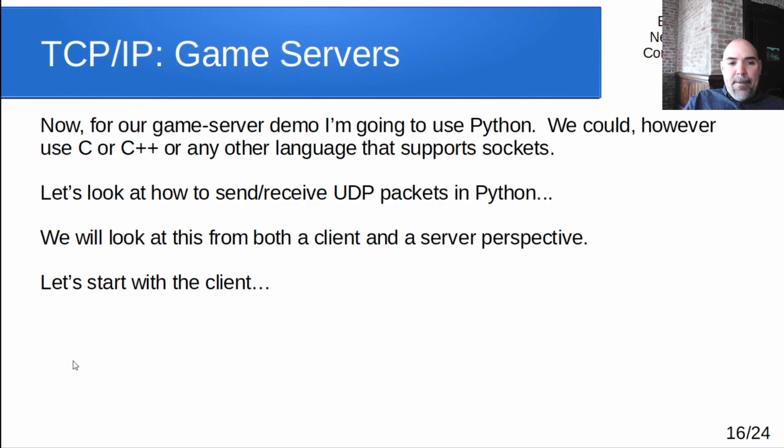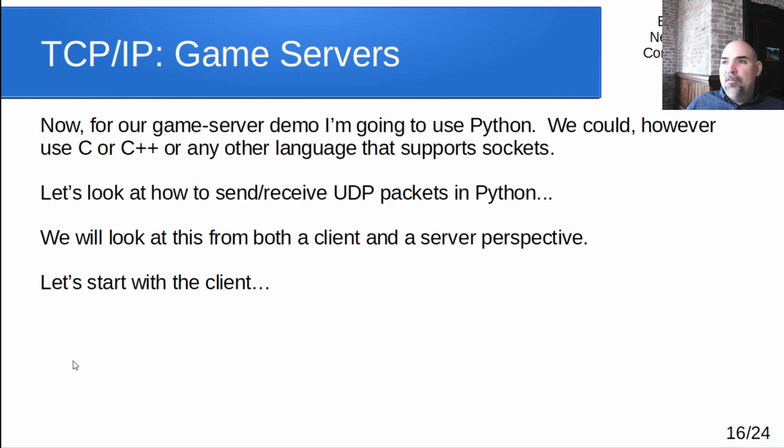Okay, now for our game server and demo, we're going to use Python. I'm going to use Python to look at this demo code. We could, if we wanted to, use C or C++, any language really, as long as it supports sockets. We've looked at C previously for how to do UDP. Let's look at how we would do that in Python. The reason we're going to use Python for this is just that the code is going to be a little more compact. We're going to get less bogged down in the weeds of data representation like we would in C.